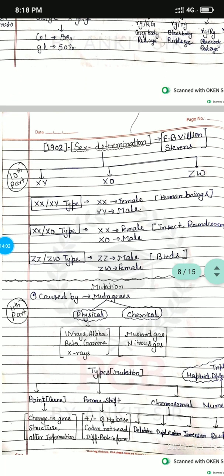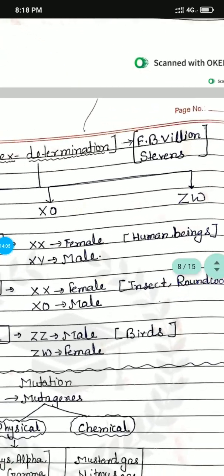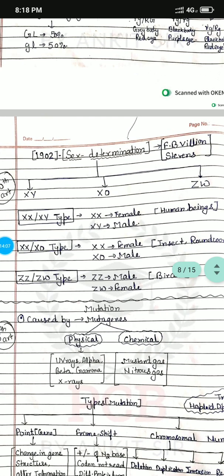Now, in sex determination technique, in 1902, it was given by F.B. Williams Stephen. It is of three types.